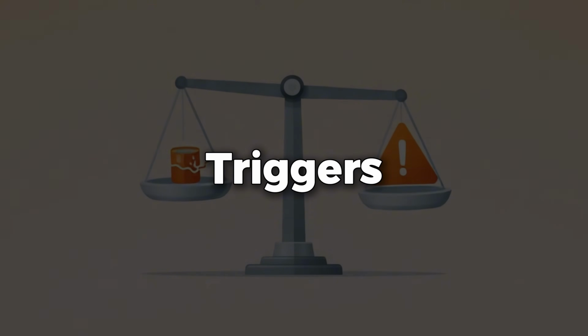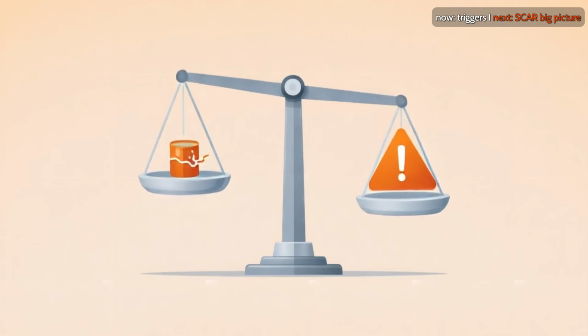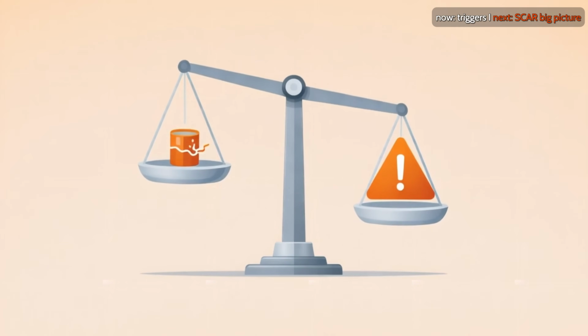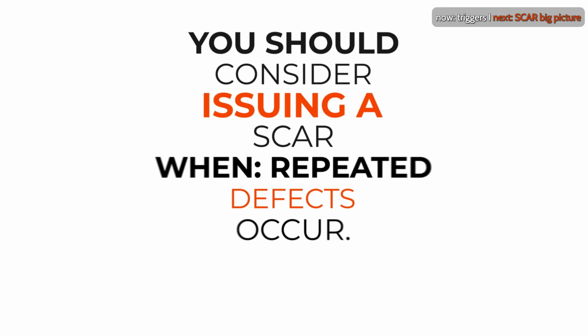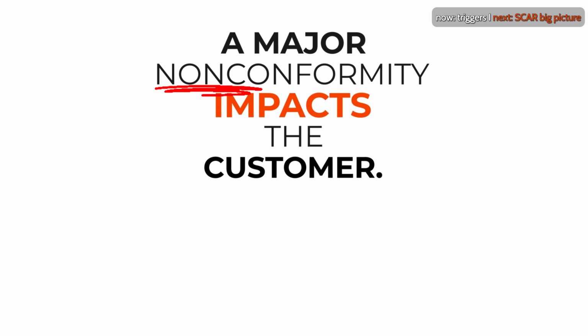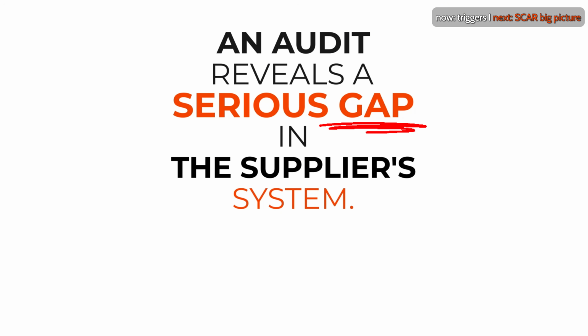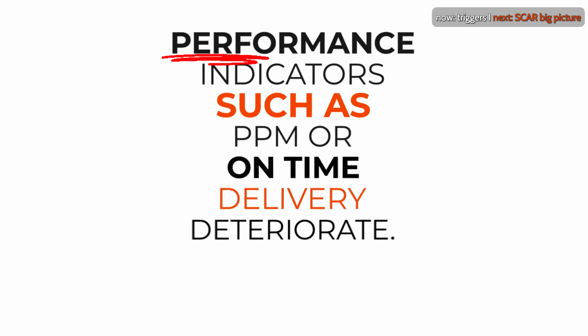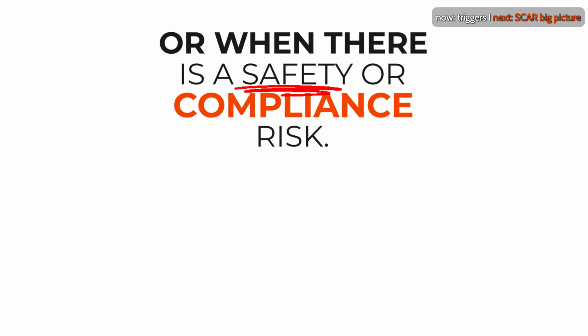A SCAR should not be issued for every minor issue. It is a structured tool, and it should be used when the level of risk or impact justifies formal corrective action. You should consider issuing a SCAR when repeated defects occur, a major non-conformity impacts the customer, an audit reveals a serious gap in the supplier's system, performance indicators such as PPM or on-time delivery deteriorate, or when there is a safety or compliance risk.